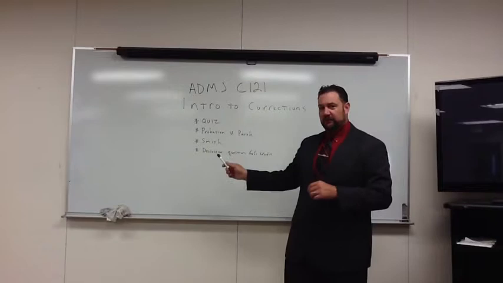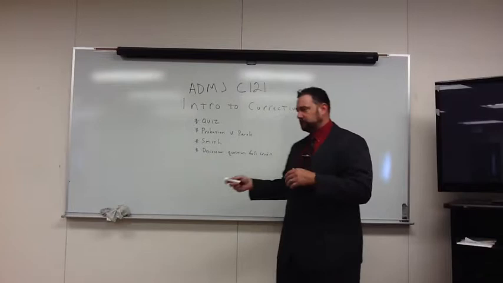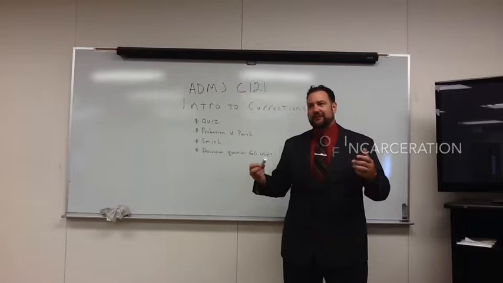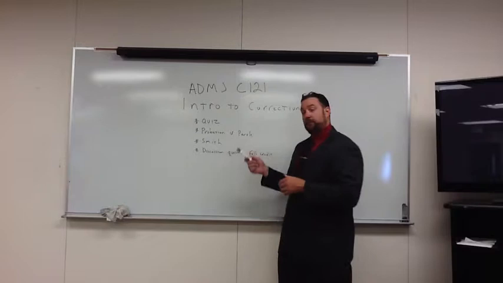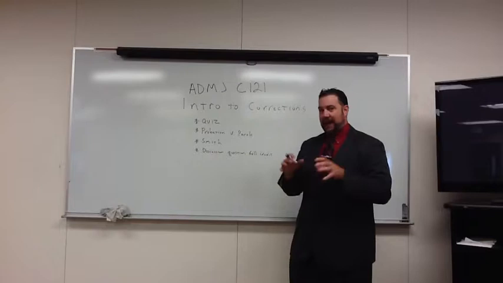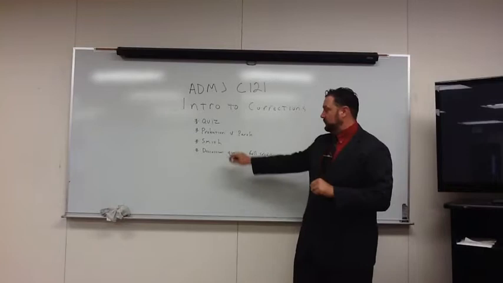Probation is run by the county, and it's in lieu of or instead of jail or prison. And parole is an early release from incarceration. So let's say you get a 10-year sentence, you are up for parole in 7, then you can be released under certain conditions. Now, when you get into the conditions, probation and parole are very similar. But from the actual standpoint of what they are at their core, probation and parole are very different, especially because probation is from the county and parole is from the state.